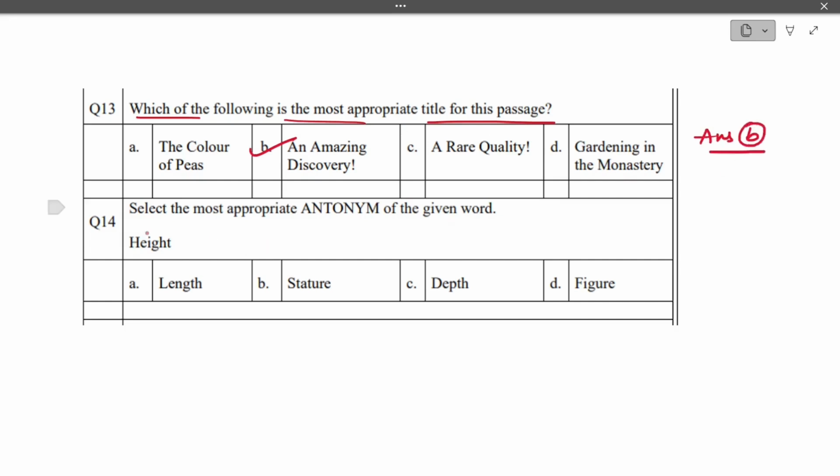Let's move on to the next question, which is select the most appropriate antonym of the given word. The given word is height, and we have to tell the antonym of it. The options are length, stature, depth, and figure. I would say that this question is not even related to the passage. Even if it is given to you as a separate question, you can figure out the correct answer. The correct answer in this case is depth, which is option C.